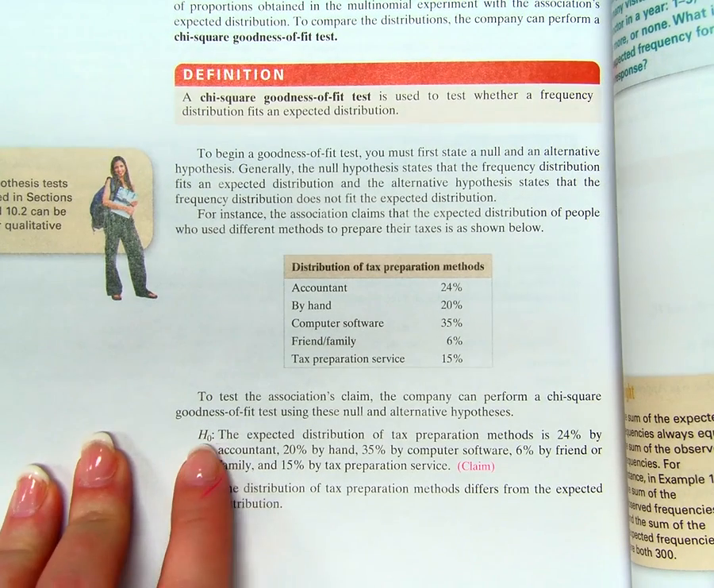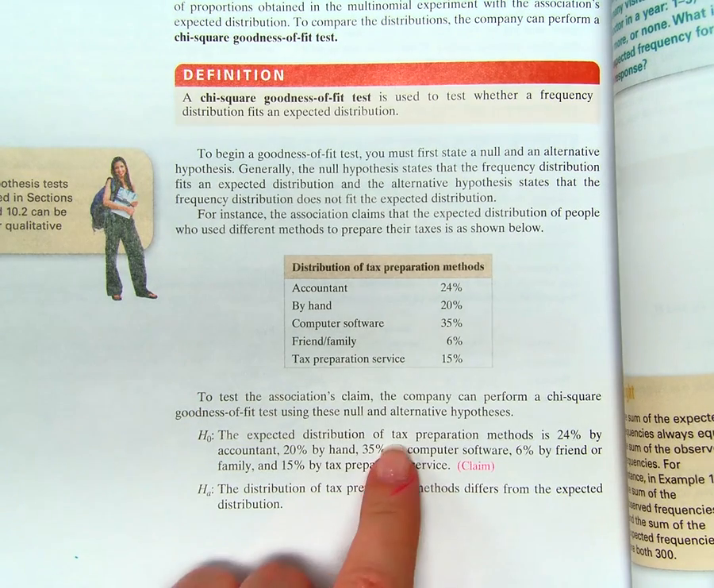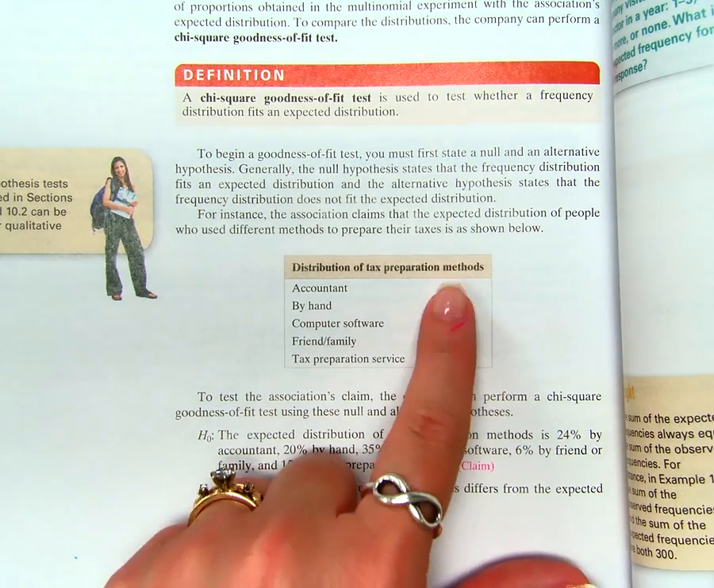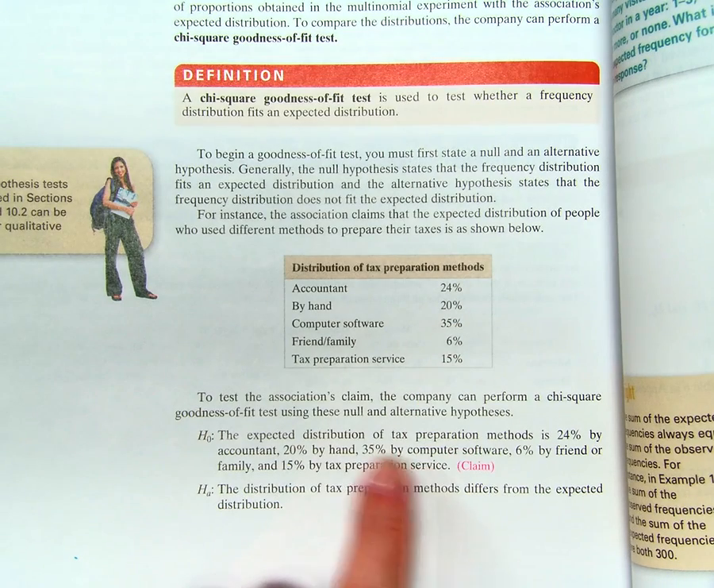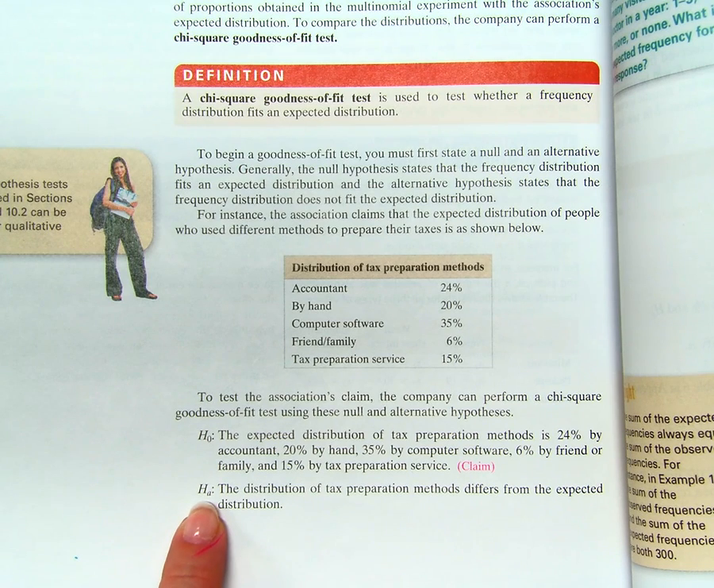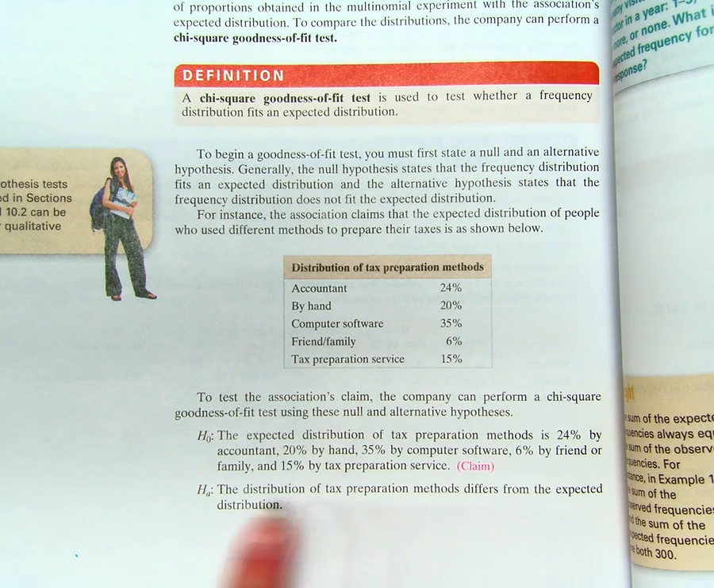Okay, so we're saying the null hypothesis is that the expected distribution of tax preparation methods is this, which is exactly what was in the table right here. We're saying the expected distribution is what was recorded in the table. Okay? The alternative hypothesis, however, would be that the distribution of tax preparation methods differs from the expected.